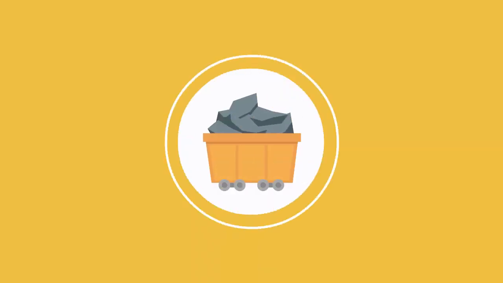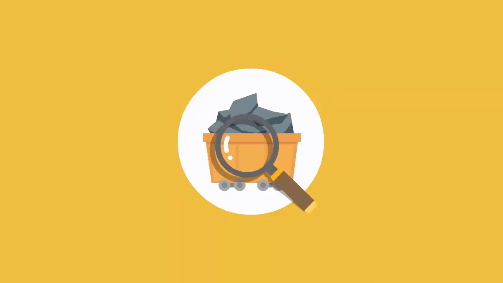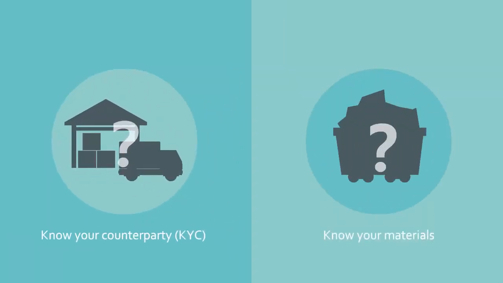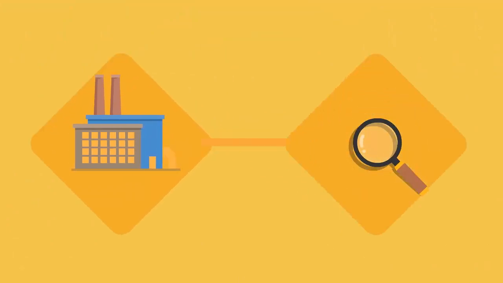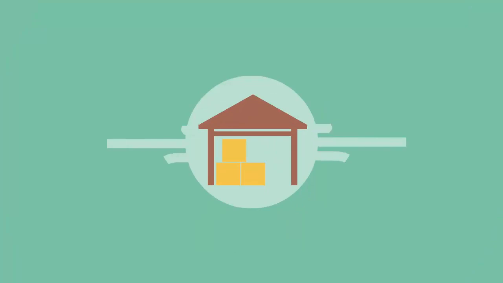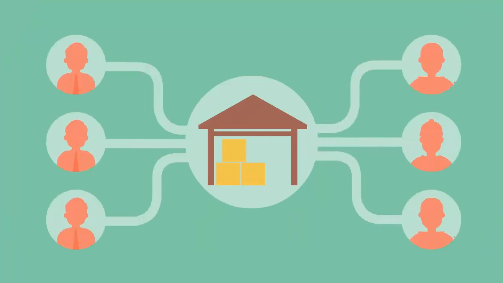The key to due diligence is knowing your supplier and where your materials come from. So there are two aspects: know your counterparty and know your materials. In basic due diligence, your counterparty focuses on your direct supplier. Know your counterparty means clarifying who's involved in the supplier's business and who profits from the company.